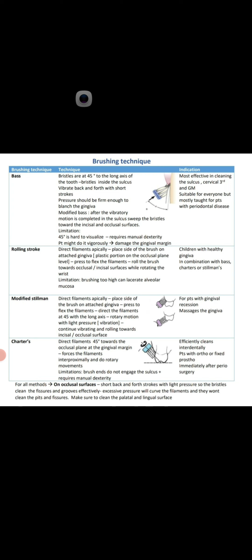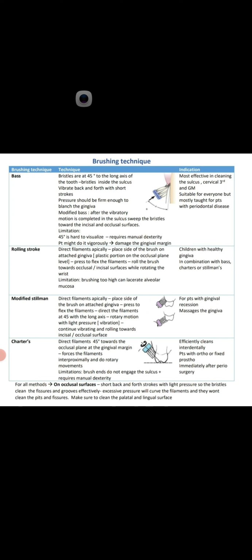Next is the modified Bass. What is the difference between modified Bass and Bass method? In the Bass method, we place the bristles at a 45 degree angle to the long axis of the tooth, bristles inside the sulcus, and vibrate back and forth, not occlusal and incisal. When we add occlusal and incisal movement, then this is known as modified Bass. After the vibrating motion is completed in the sulcus, sweep the bristles toward the incisal and occlusal surface. This is the modified Bass method. Meaning in modified Bass, the occlusal and incisal motion are additional.